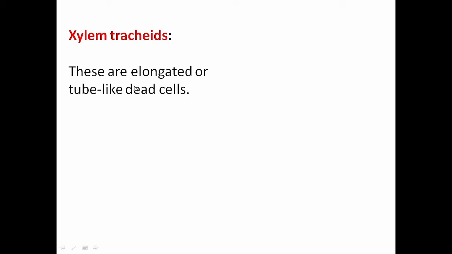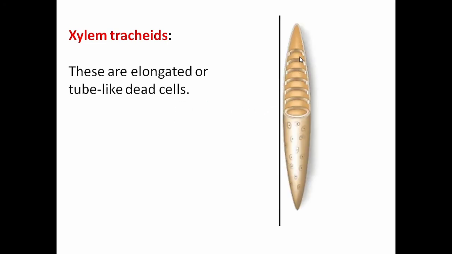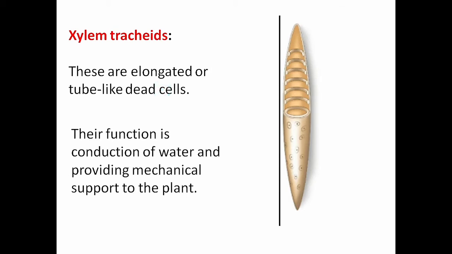What are tracheids? Tracheids are elongated cells. What is meant by elongation? Elongation means long. Tracheids are elongated and tube-like dead cells. They are dead cells because they have thick secondary wall. There is no living matter inside the cell. The cell wall is very thick. The cell wall is made up of lignin. Tracheids are elongated cells and are dead cells.